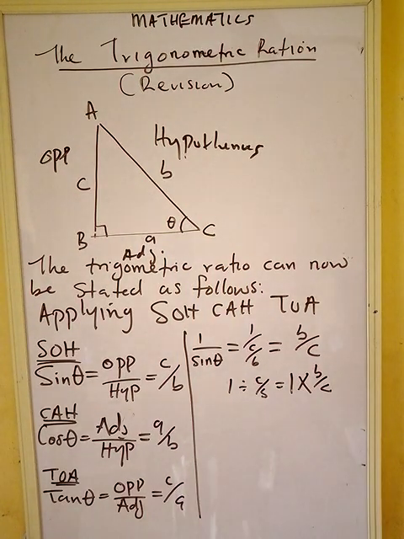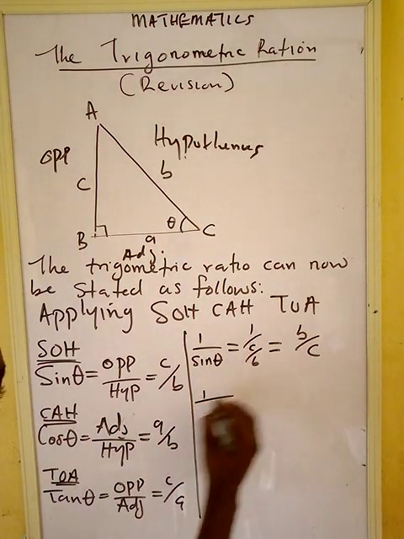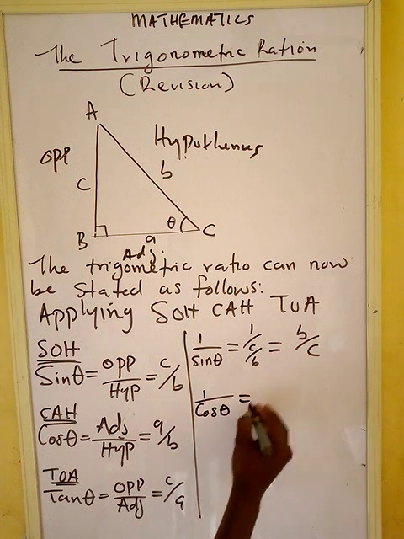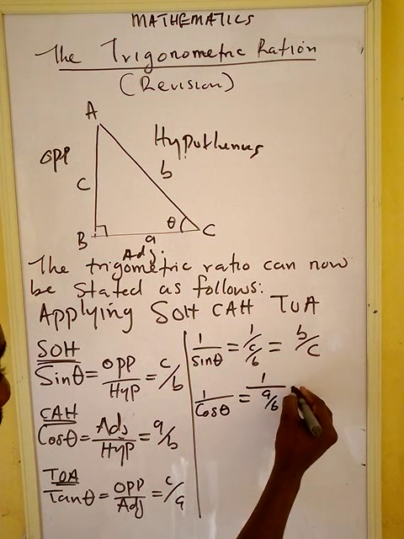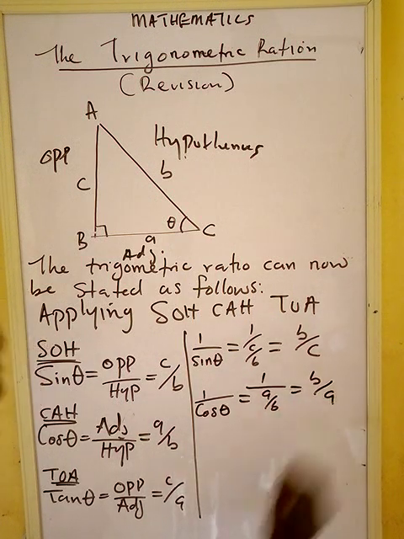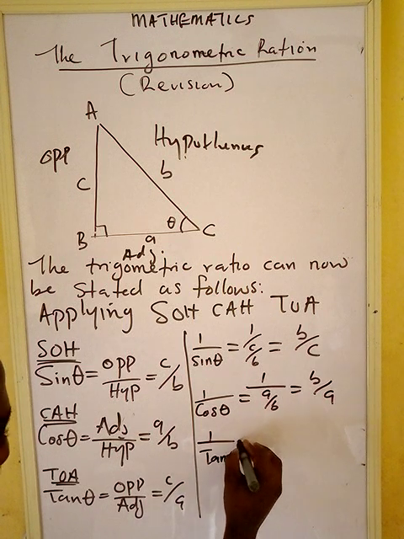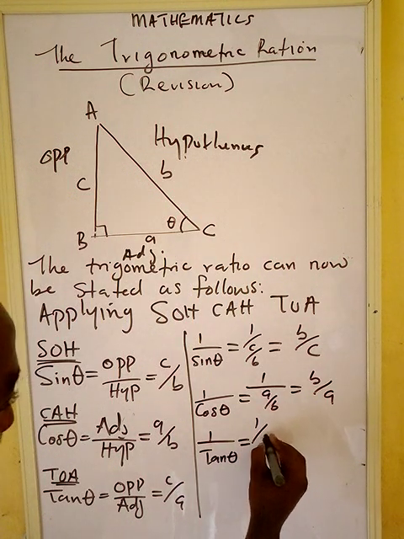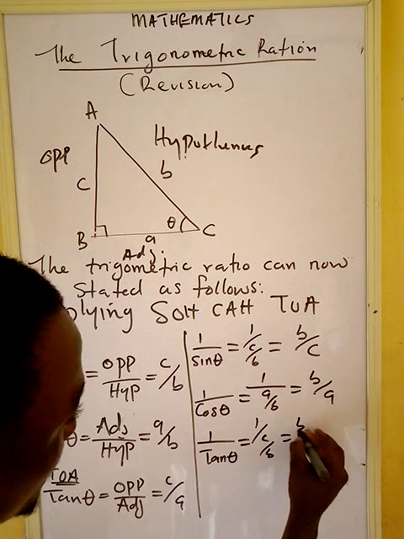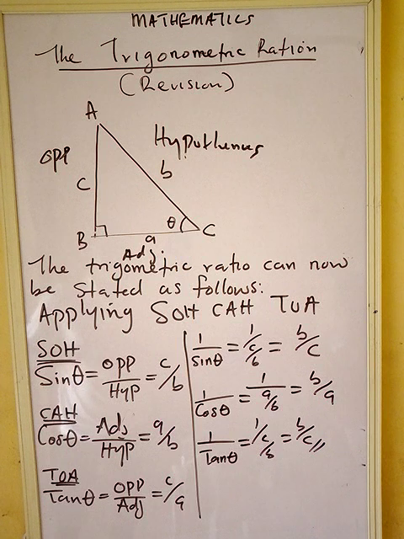Now let's look at the second one, 1 over cos theta. What's our cos theta? Our cos theta is a over b, which gives b over a. Okay, let's look at 1 over tan theta. 1 over tan theta is the same thing as 1 over c over a, which is a over c.